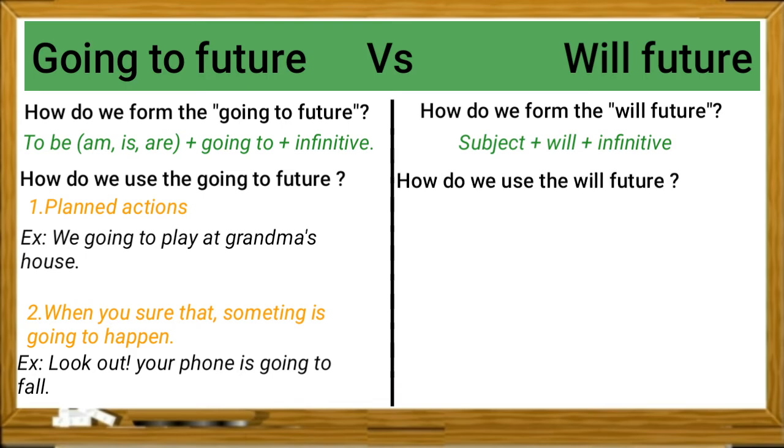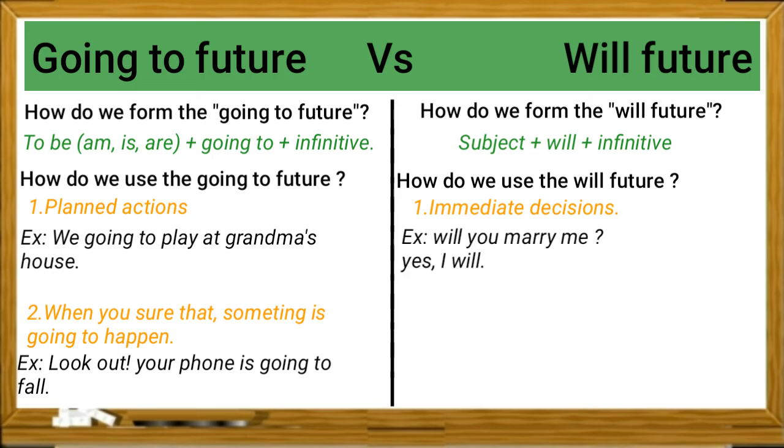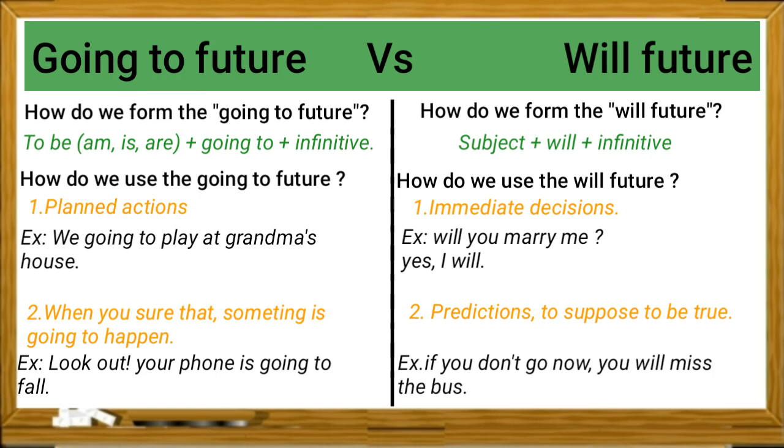How do we use the will future? Number 1. Immediate decisions. For example, will you marry me? Yes, I will. Number 2. Predictions, supposed to be true. For example, if you don't go now, you will miss the bus.